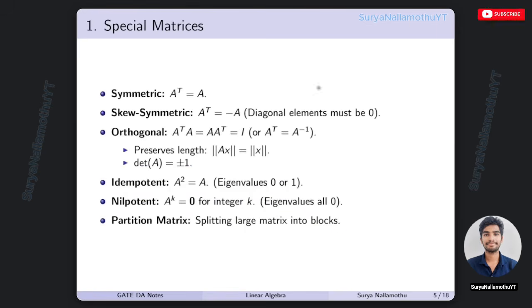Special matrices. We have different types of matrices. These are the special matrices we have. First, if A transpose equals A, it is symmetric. If A transpose is equal to minus A, it is skew symmetric. In a skew symmetric matrix, the diagonal elements must be 0.